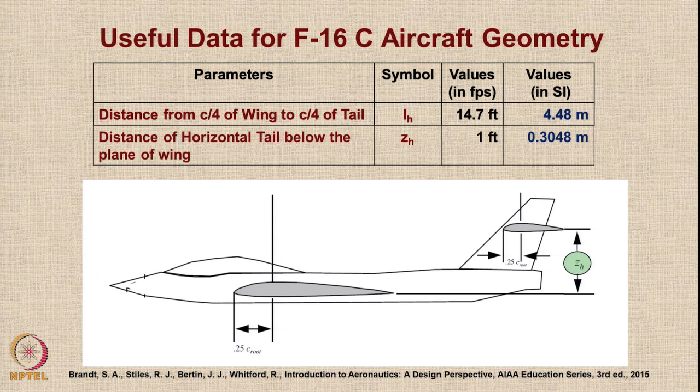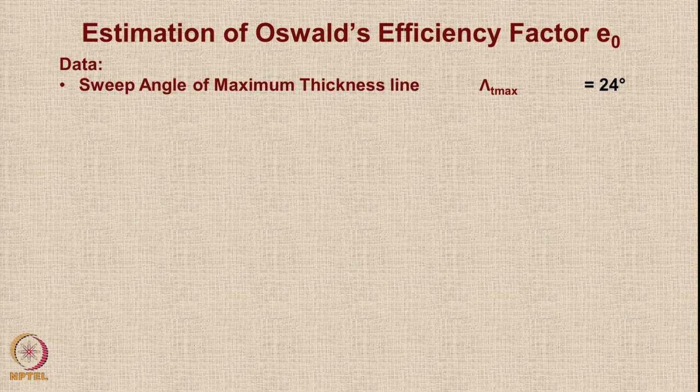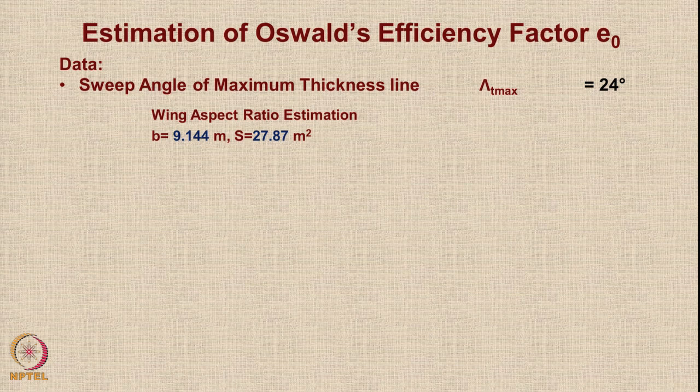The first thing we will do is estimate the Ostwald efficiency factor e0. For that we will use some data, for example the sweep of the maximum thickness line. First let us calculate the wing aspect ratio. As you know, aspect ratio is defined as span squared by area. So we know the span 9.144, we know the area 27.87. So therefore aspect ratio is span squared by area.